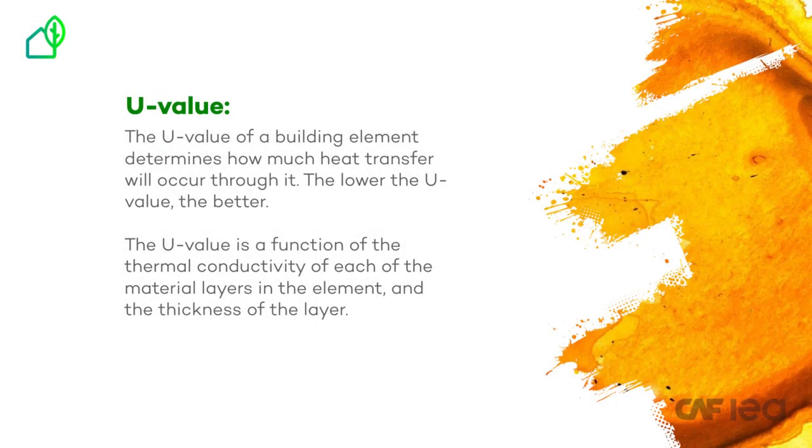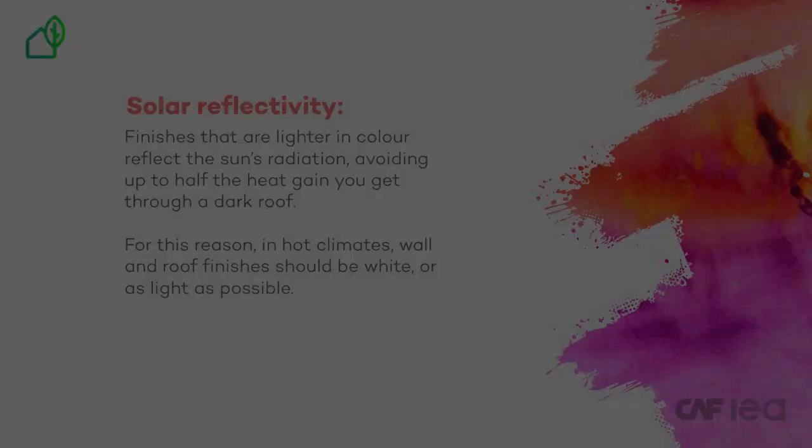U-value. The U-value of a building element determines how much heat transfer will occur through it. The lower the U-value, the better, because the lower the heat transfer through that element. The U-value is a function of the thermal conductivity of each of the material layers in the element and the thickness of the layer. For example, insulation materials have a very low conductivity compared to simple concrete, which is why they help prevent heat transfer and result in a much lower U-value. U-value calculators are available online, where you can test different building element compositions.